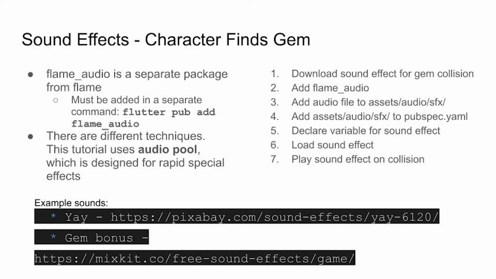On the right hand side of the screen, step number 1, you have to find a sound effect that you like. So the event that you're finding the sound effect for is Leena, the girl skater, colliding with a gem, and some type of good thing will happen, like a bonus score or an energy upgrade. Step number 2 is to add flame_audio, the package, to your Flutter game as outlined on the left side of the screen.